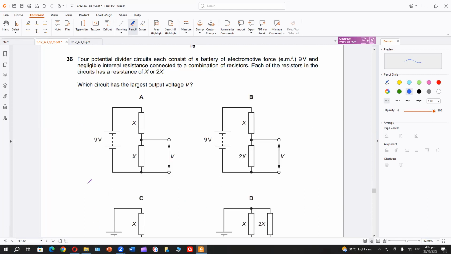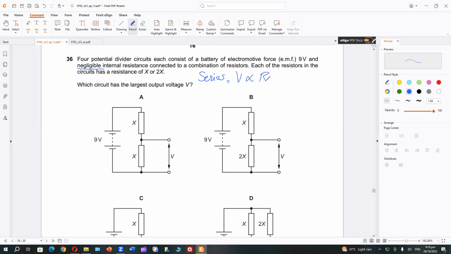Four potential divider circuits each consist of a battery of EMF 9 volt and negligible internal resistance connected to a combination of resistors. Each of the resistors in the circuit has a resistance of X or 2X. Which circuit has the largest output voltage? It is a potential divider, and in a potential divider the voltage is divided in series in the proportion of resistance, because it's a series circuit. Voltage is proportional to R.